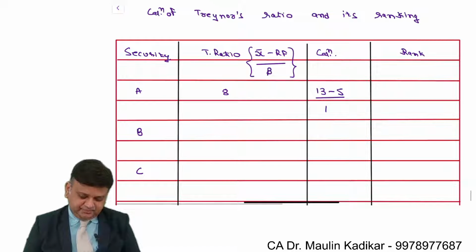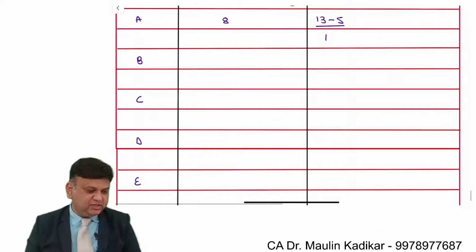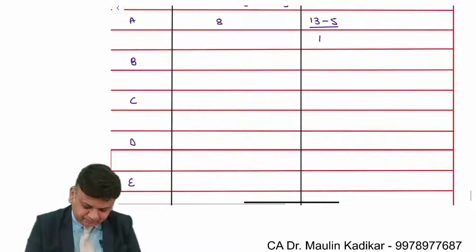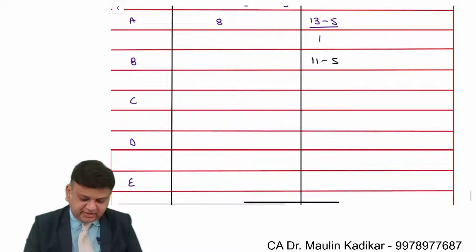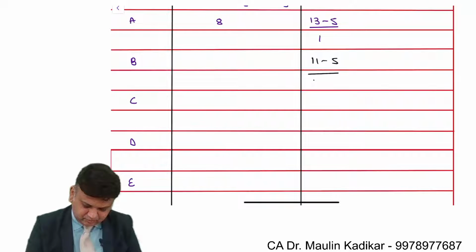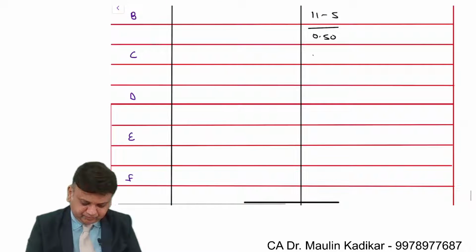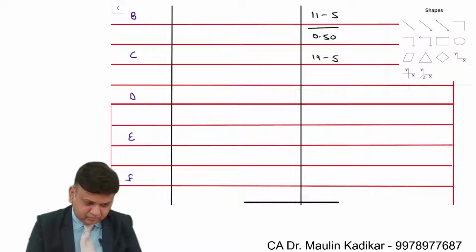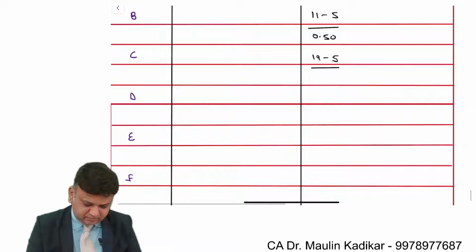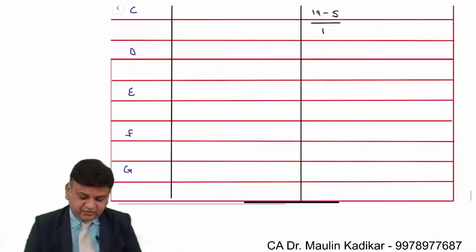Then security B, for that the return is 11%. For security B, it is 11 minus 5 divided by 0.5. For security C, it is 19 minus 5 divided by 1. For security D, it is 9 minus 5 divided by 0.5.